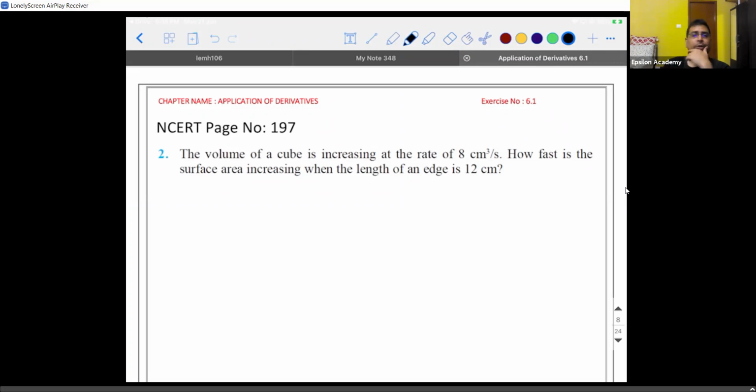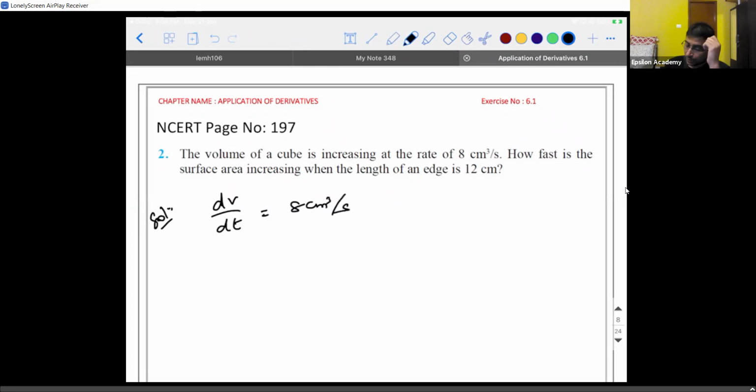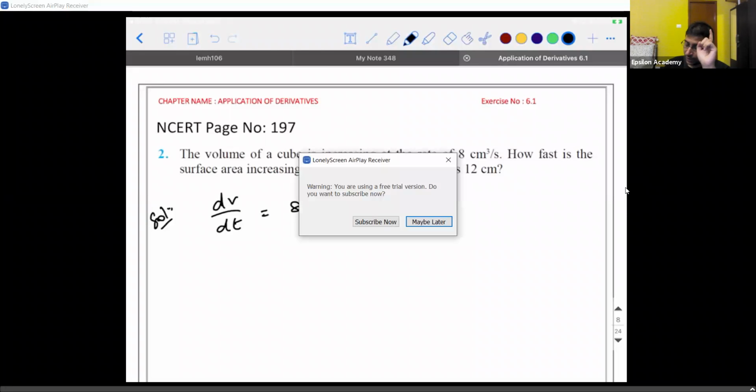Next. The volume of a cube is increasing at a rate of 8 cm³ per second. So what is the first step you are going to write? dV/dt is equal to 8 cm³ per second. How fast is the surface area increasing when the length of an edge is 12 cm? It is something similar to the example. I want you guys to try it out.